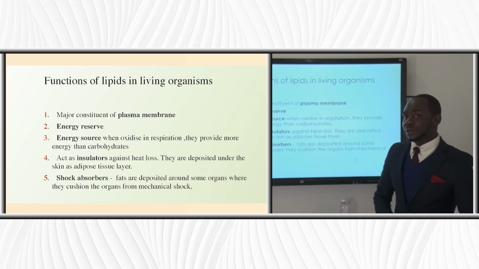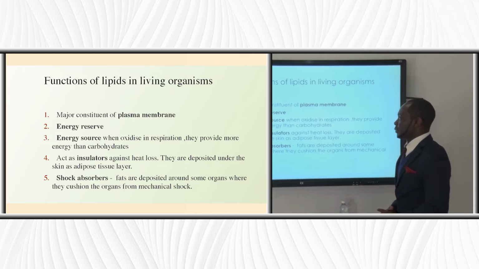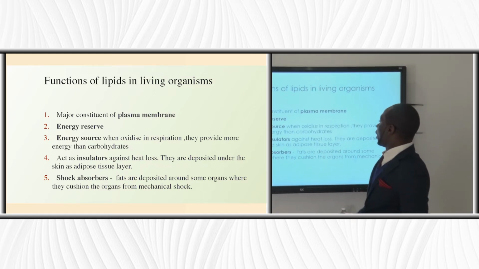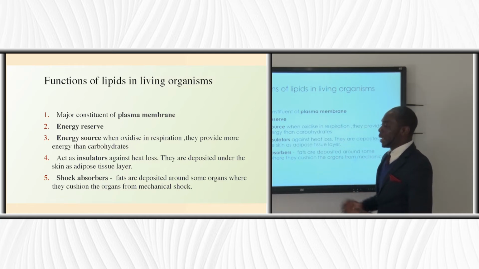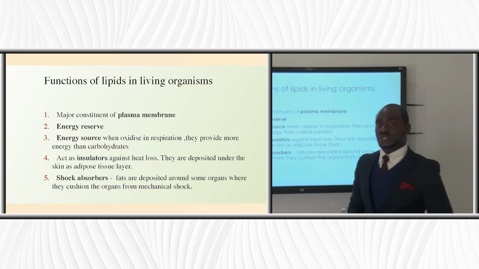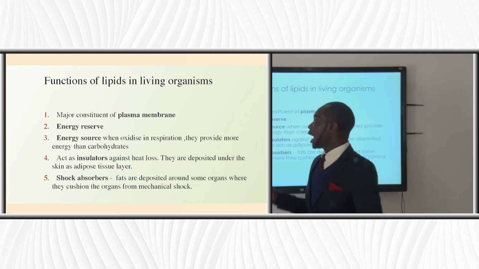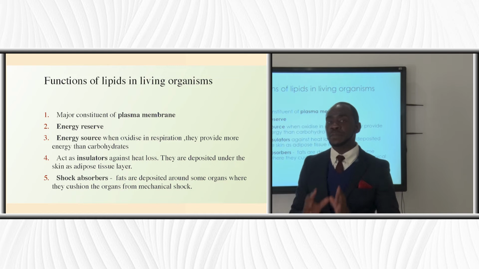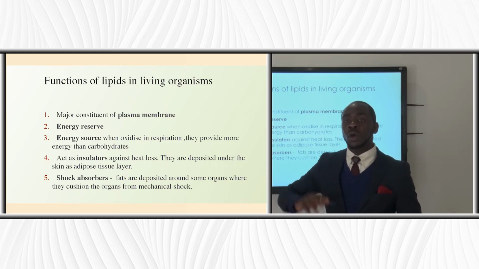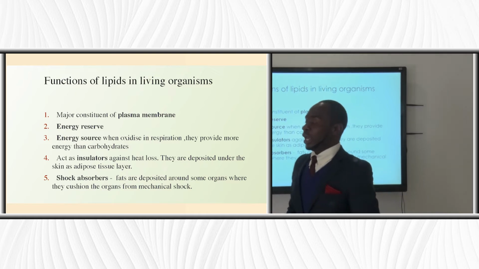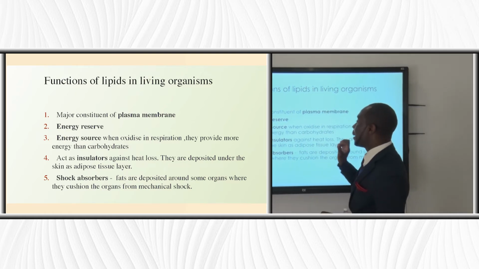Functions of lipids in living organisms. Let's look at functions of lipids in living organisms. Lipids are major constituents of the plasma membrane of cells. The major elements which make up the plasma membrane are lipids. They are a special type of lipids which we term as phospholipids, which we will look into in detail when we move on to A level. These types of lipids make up the plasma membranes.